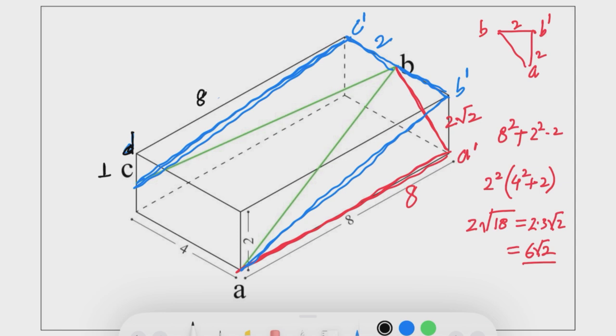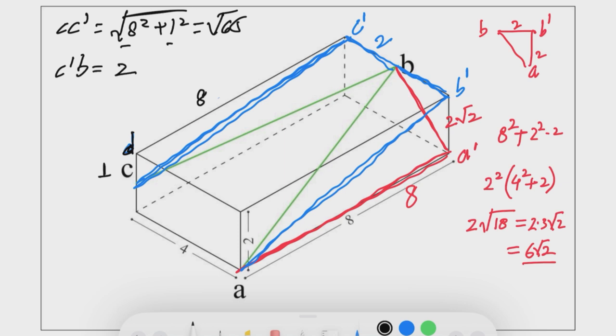So from here, we will get C C dash length. So C C dash will be equal to the whole root of 8 square plus 1 square, and that will become root of 65, nothing but 64 plus 1. Now we have to figure out the length C dash B. So C dash B is clearly half of 4, so that just becomes 2. Now we have to finally find out the length CB. So CB is nothing but the whole root of CC dash square plus C dash B square.